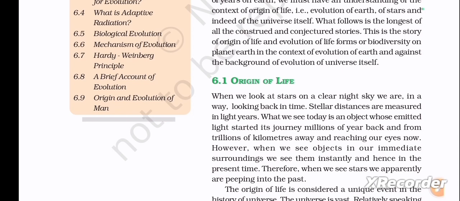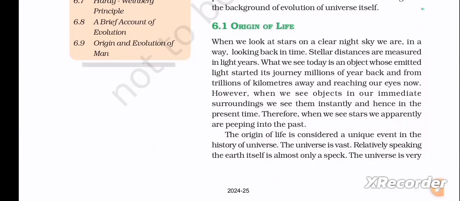When we look at stars on a clear night sky, we are, in a way, looking back in time. Stellar distances are measured in light years. What we see today is an object whose emitted light started its journey millions of years back and from trillions of kilometers away and is reaching our eyes now. However, when we see objects in our immediate surroundings, we see them instantly and hence in the present time. Therefore, when we see stars, we apparently are peeping into the past.